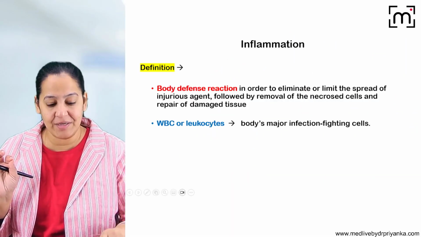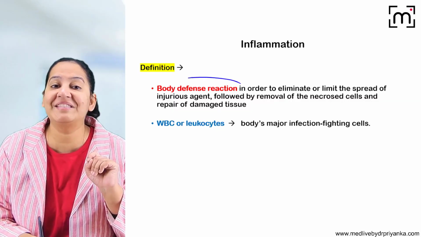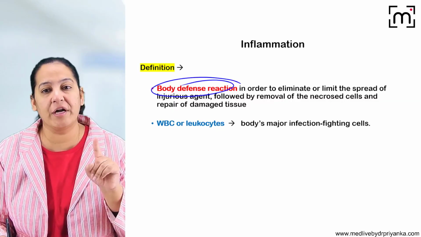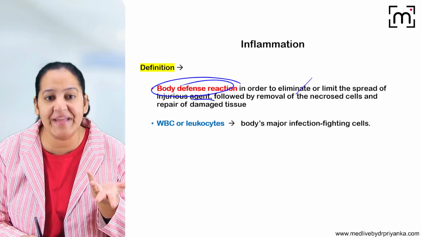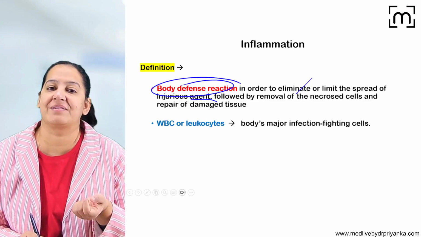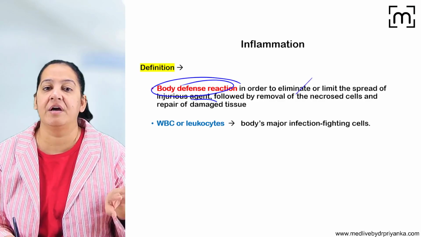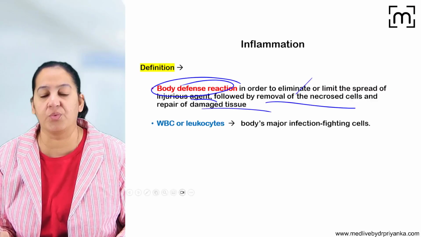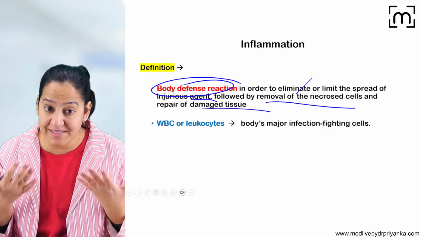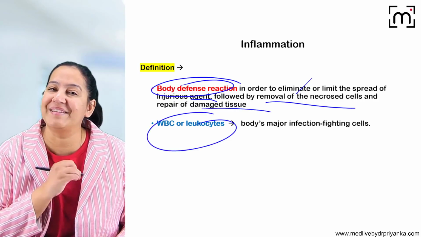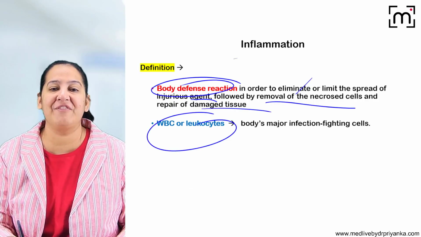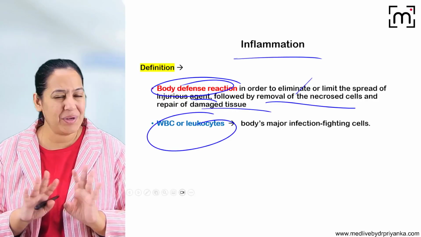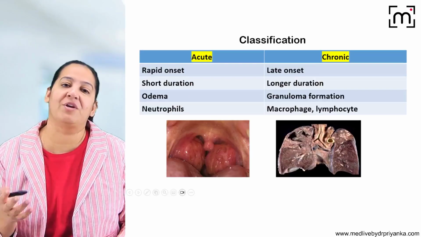So define inflammation. Inflammation is the body's defense mechanism in order to eliminate the injurious agent. The injurious agent is the terrorist. In order to eliminate the injurious agent, followed by removal of the dead cell, necrotic cell, and repair of the damaged tissue. This is inflammation. Who is the army? The army is the WBC. So inflammation is the defense mechanism. Don't learn the definition. Understand and describe in your own words.